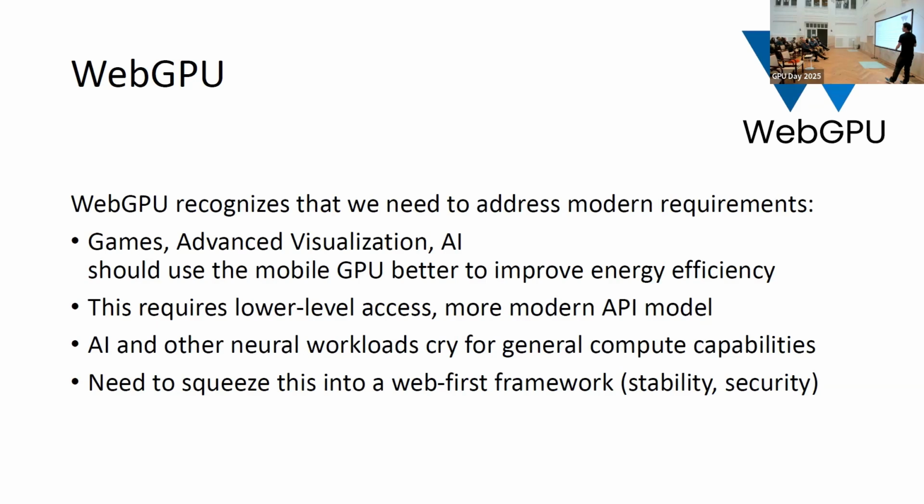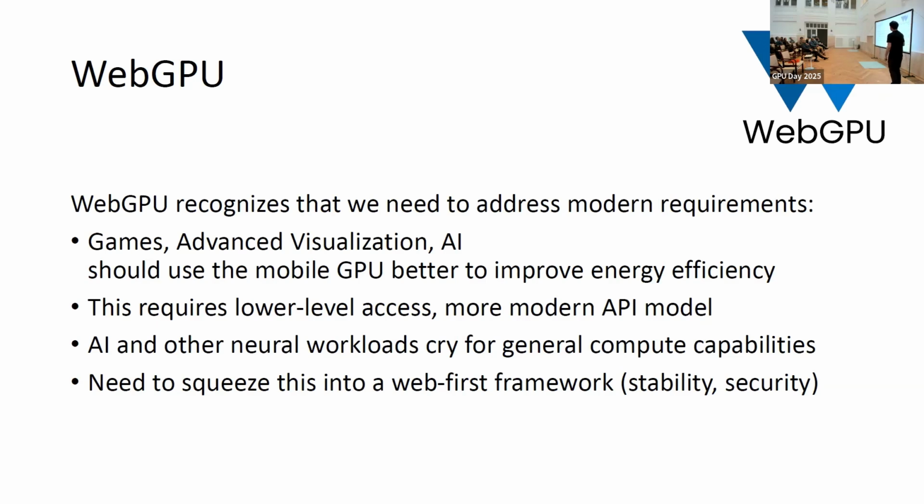But there is the constraint of energy efficiency, not just because of battery life, but also you don't want to hold 500 watts of heat radiation in your hands because that's not really comfortable. So we want to go for more energy efficient solutions. And this is, again, going to be a lower level access. And it's not just about graphics. We want to do all this general compute for neural networks and AI. And this is a big driver of all the innovation that is going into this technology.